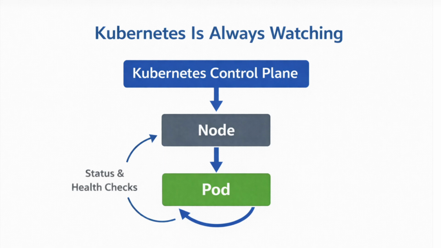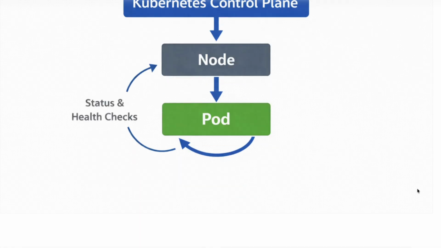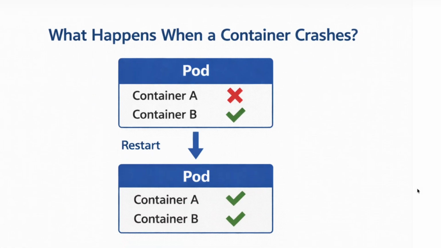What happens when a container crashes? Let's look at a simple scenario. A pod is running on a worker node and one of the containers inside the pod crashes. When this happens, the pod restarts the container automatically. You don't need to manually restart it. Kubernetes handles this for you. From Kubernetes' point of view, this is a normal situation, not an exception.